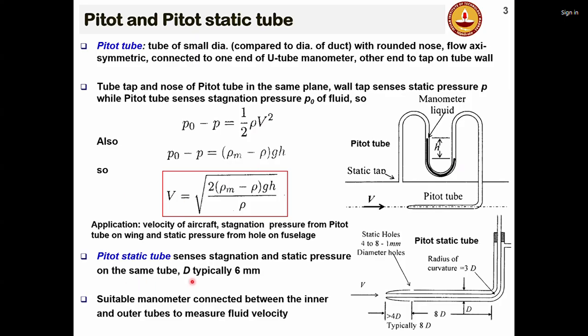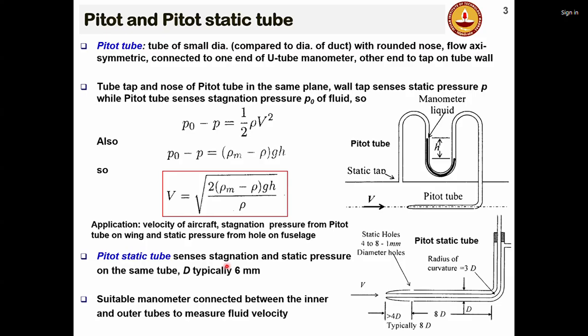So you have pitot tube, okay, this is pitot tube, and this is static pressure tap. One measures stagnation pressure, one measures static pressure, and the difference between the two gives you dynamic pressure. From there, you predict the velocity. Now, these two features can be combined into a single tube, which is called pitot static tube.